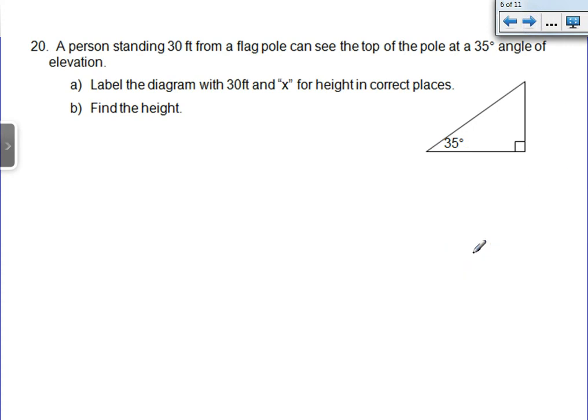Okay, applications. This is what the trig ratios are really used for, so let's get to it. We have a person standing 30 feet from a flagpole. So here's your flag, and the person's over here, and his distance between would be 30 feet, so we'll label that.